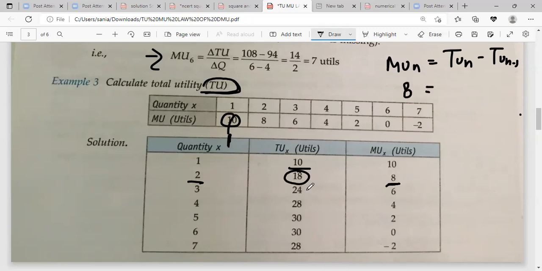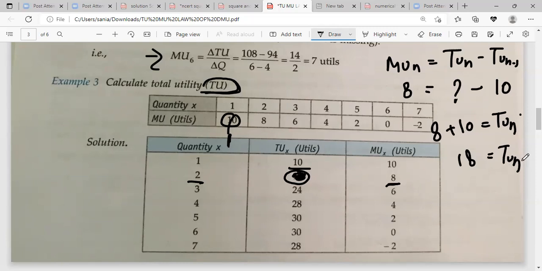What is your TU2? You have to find your TU2. TU1 you already know is 10. So you have to find this TU. The 8 over here is in minus, so it will be plus 10 equals TU2. So what will be the answer? 18. TU2 will be 18. So yes, ma'am, it is 18.